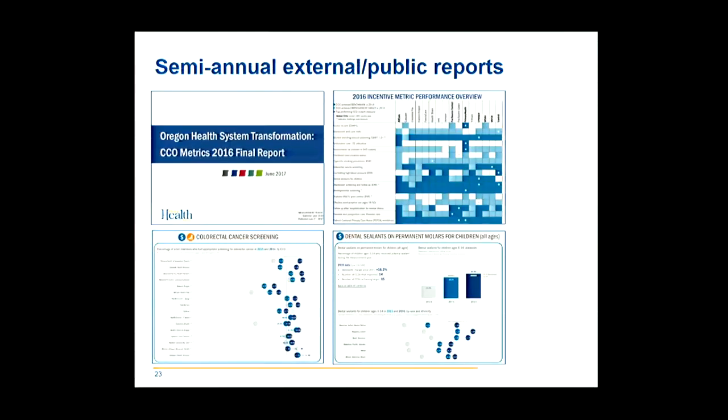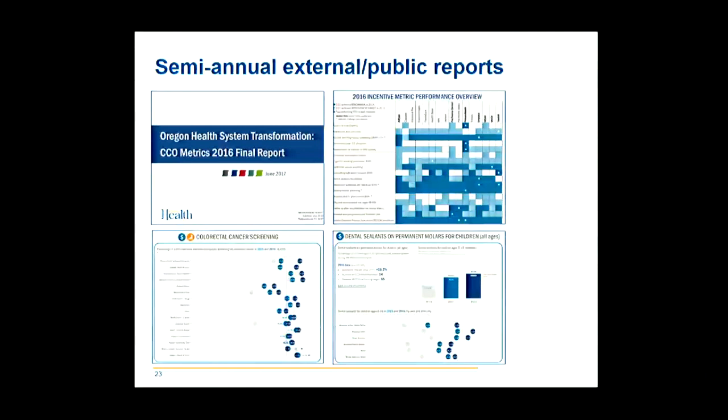So in addition to the reports that we send out to the CCOs on a regular basis, we also make publicly available a few reports. There's a mid-year report that we put out which shows the progress for everyone, and then there's the final report which shows how everyone did for that particular payment year and how much money went to them and everything.